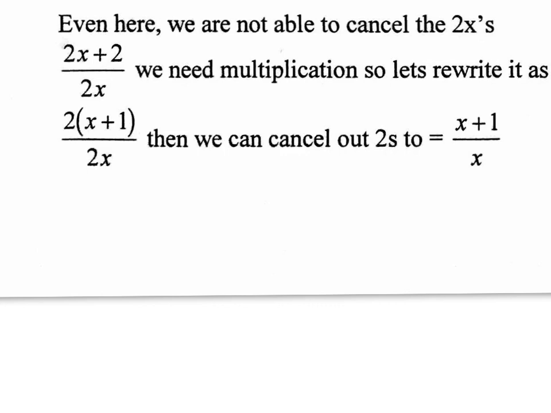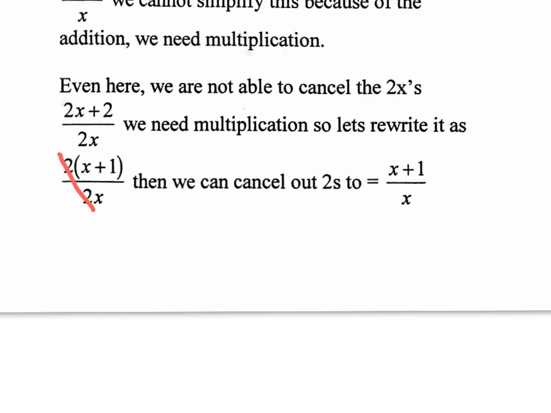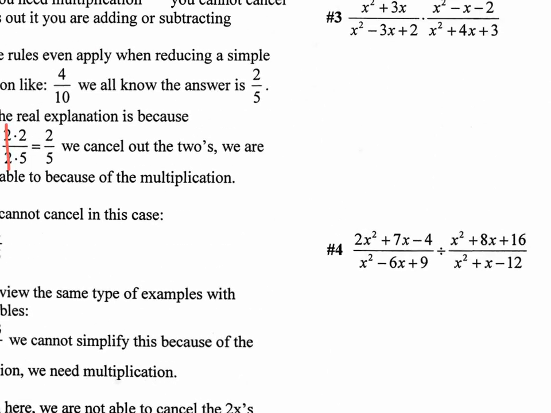Now, we really do have 2 times x plus 1 over 2x, which is really 2 times x. So now we really do have multiplication of 2 up here, multiplication of 2 down here. So we are able to cancel out those 2's right there. Does that make sense? Okay, so we're now able to cancel out the 2's. So our final answer is x plus 1 over x. Why were we able to cancel out the 2's? Because we have multiplication.